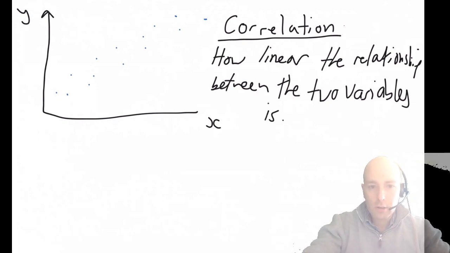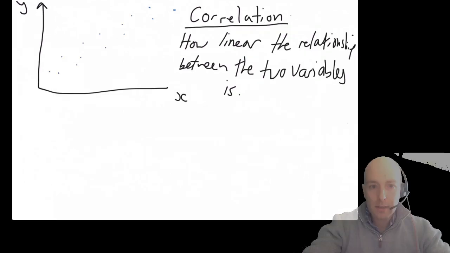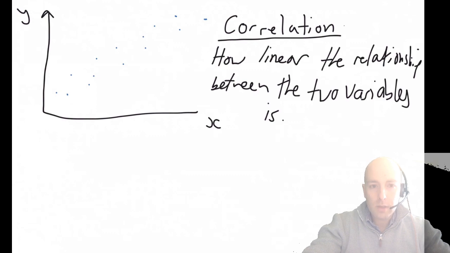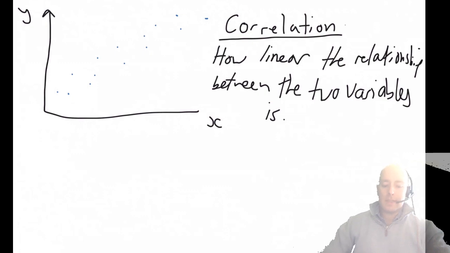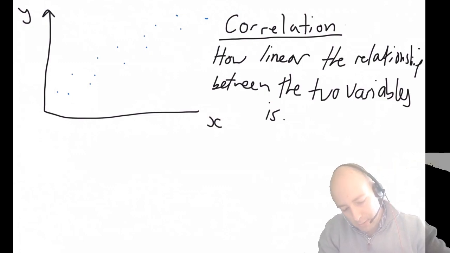So if you've got strong correlation, it's likely your data is quite linear. You could say it's a linear relationship. You could say it's a linear association. We could put that there as a keyword as well.